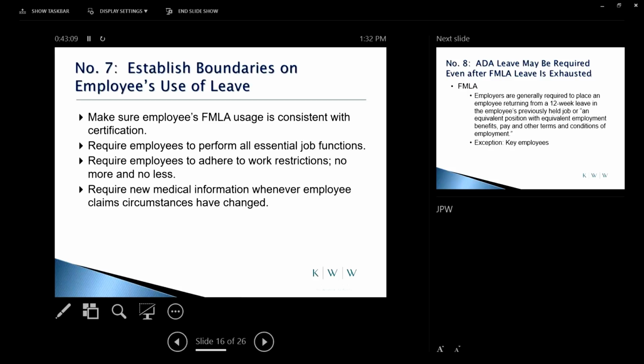And then require new medical information whenever the employee claims that his or her circumstances have changed. So if you have an employee who's already working under restrictions and they say, I need more, or I can't do what I used to be able to do, you are not obligated to, and you are not well advised to take the employee's word for it. I think you want medical documentation to make sure that the medical situation truly has changed.